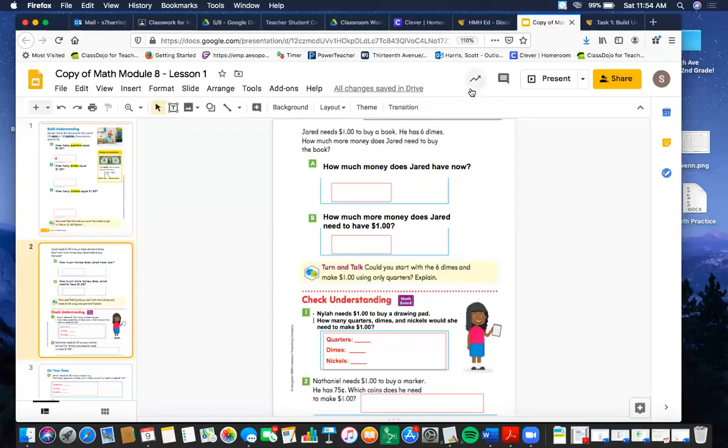So if we look at the next question, move on to the next page, it asks, Jared needs $1 to buy a book. He has 6 dimes. How much more money does he need? So the first thing you need to do is figure out how much he has now. How much money does Jared have now? Well, if he has 6 dimes, what are we counting by?